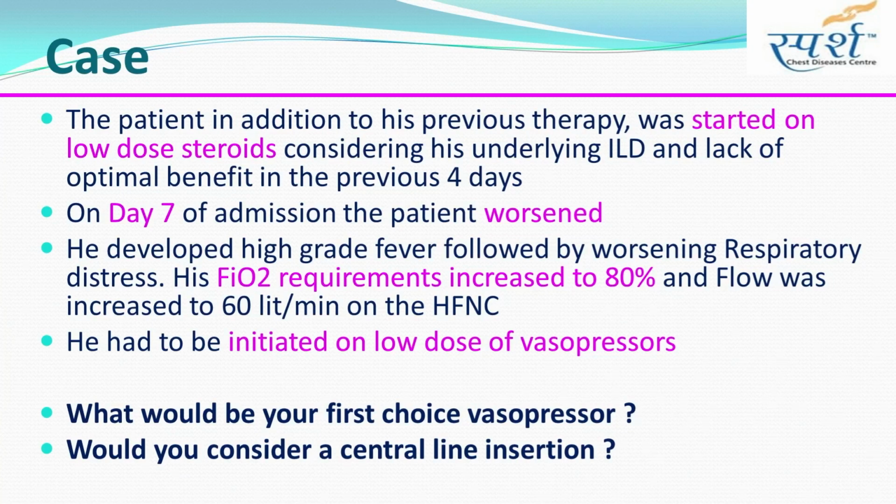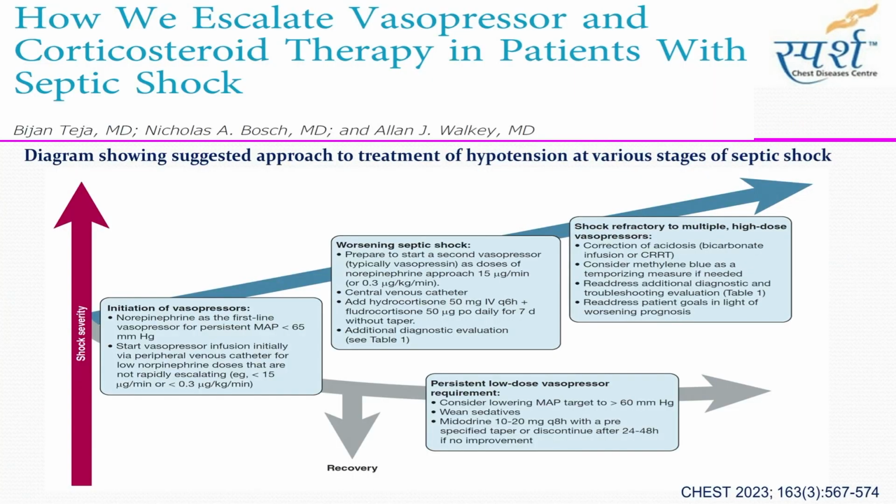By day 7, this patient now worsened. His FiO2 requirements on the high flow climbed up, and he also had to be initiated on low dose vasopressors. So that brings us to the question, what would be your first choice of vasopressor, and how important is this central line when you initiate vasopressor? Excellent, practical written paper in CHEST. Read this, it came out in 2023. How do you use vasopressors in your ICU?